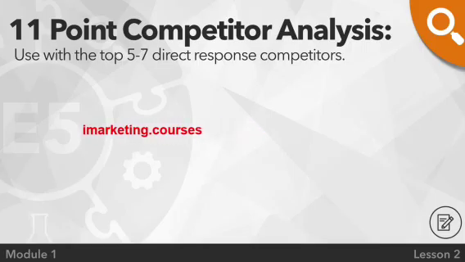So again, you're looking for the top 5 to 7 competitors as seen by your prospects that are using direct response. And for the top 5 to 7, you're going to fill in the competitor analysis worksheet based on these 11 points. The first point is the hook. What is the hook or the angle?